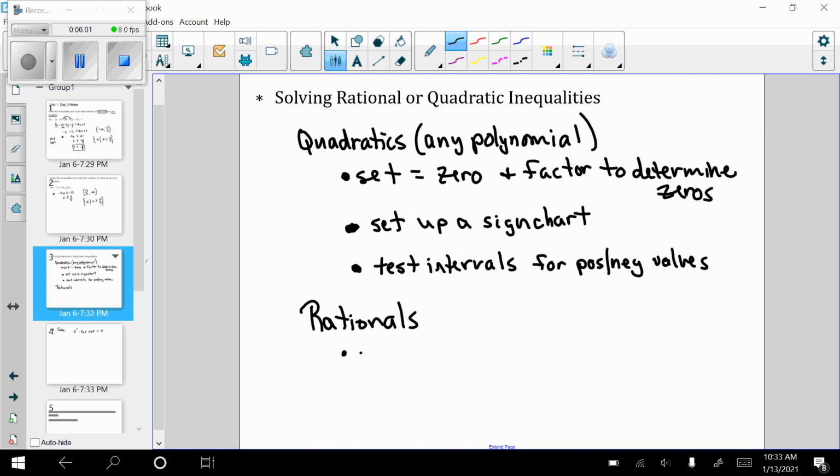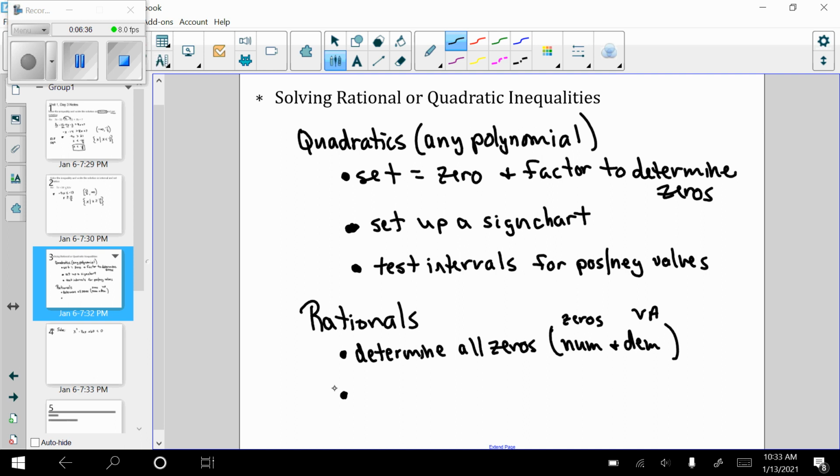For rationals, you need to determine the zeros in the numerator and denominator. In your denominator, remember, those are going to be vertical asymptotes. So those are going to be restrictions. And in the numerator, there'll be actual zeros. Okay, so then, obviously, you may have to factor in order to do that. Then you set up a sign chart again and test intervals.